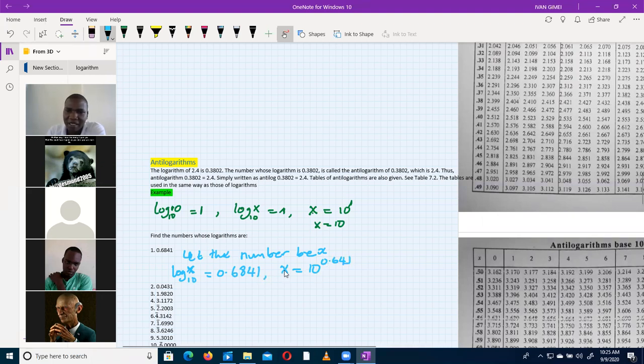I need to find this number now. What number is it that has a logarithm of that? There's a table that you can use, which is called the table of antilogarithms. But you can also use your calculator. Just go to your calculator, press 10, the symbol of power, some inverted V if you have an original calculator, then 0.6841. What do you get? What does it give you for those with calculators?